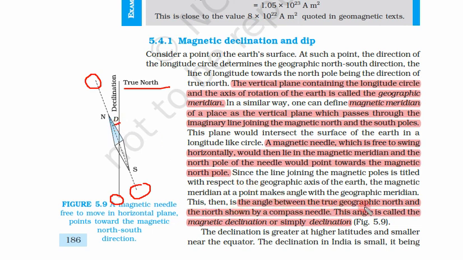The angle between true geographic north and north shown by the compass needle is called magnetic declination, or simply declination. The same angle will be here. So the angle between true north and magnetic north is called magnetic declination or simply declination. So this is the angle of declination.